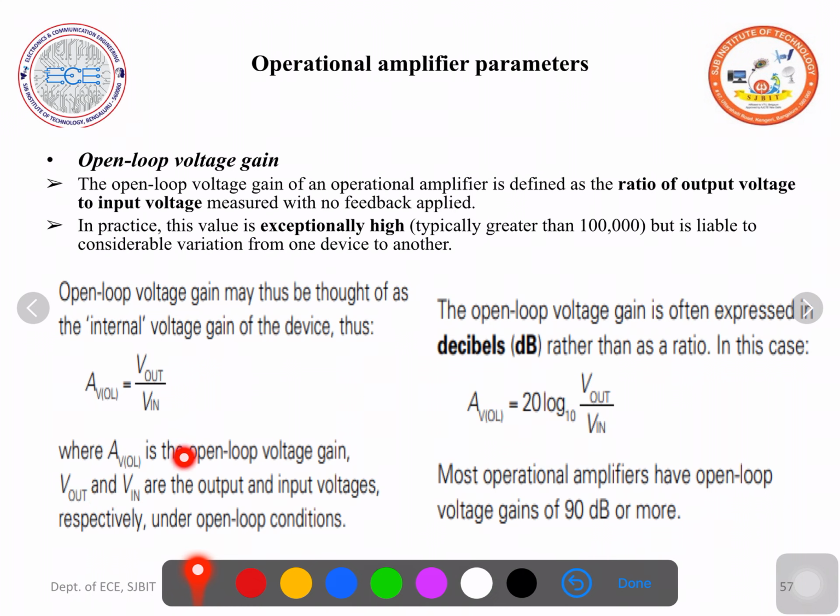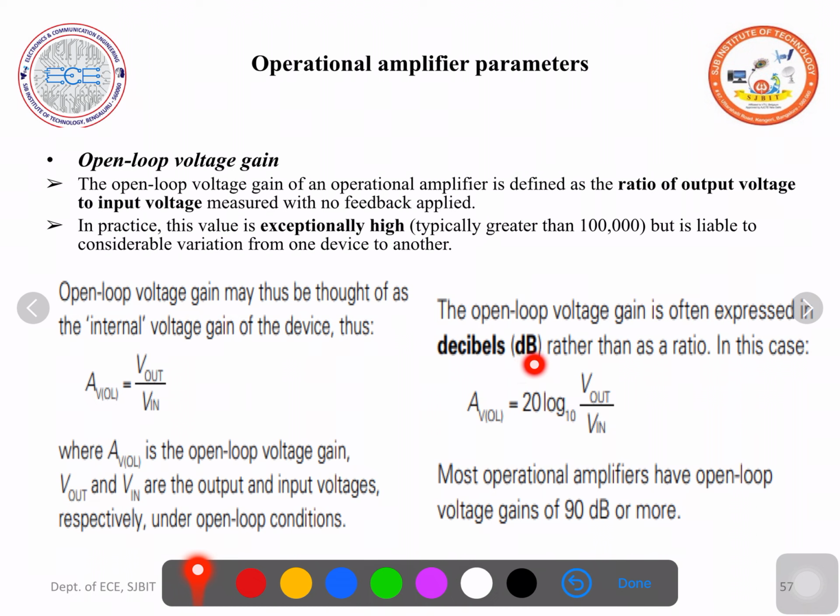Here OL stands for open loop. The open loop voltage gain is given by V out by V in. It is a voltage ratio, volts by volts, so there is no unit. This is the open loop output voltage, this is the open loop input voltage, so the open loop voltage gain. So there is no unit for this. Ideally, remember, it will always be infinite. Ideal voltage gain is infinity. Practically it will be greater than 1 lakh. This value itself is a very large value.